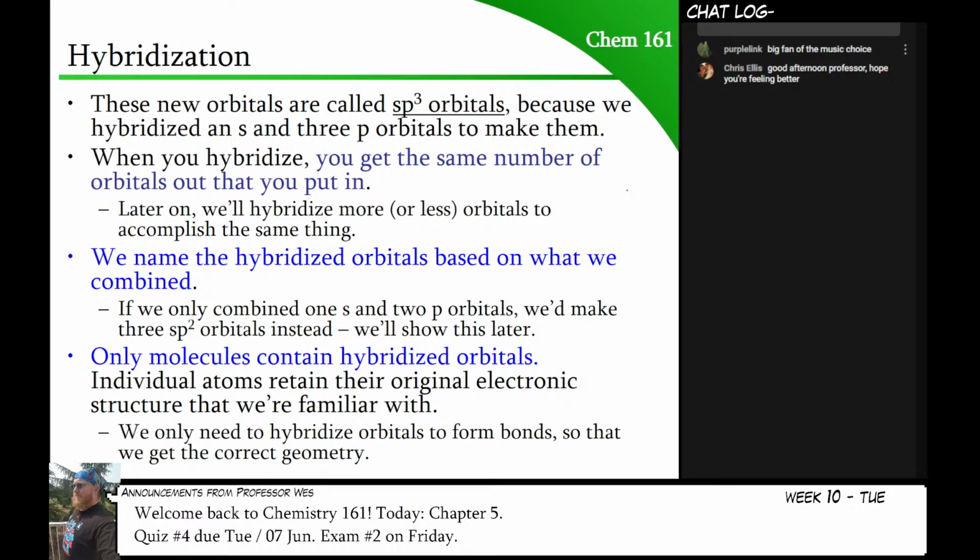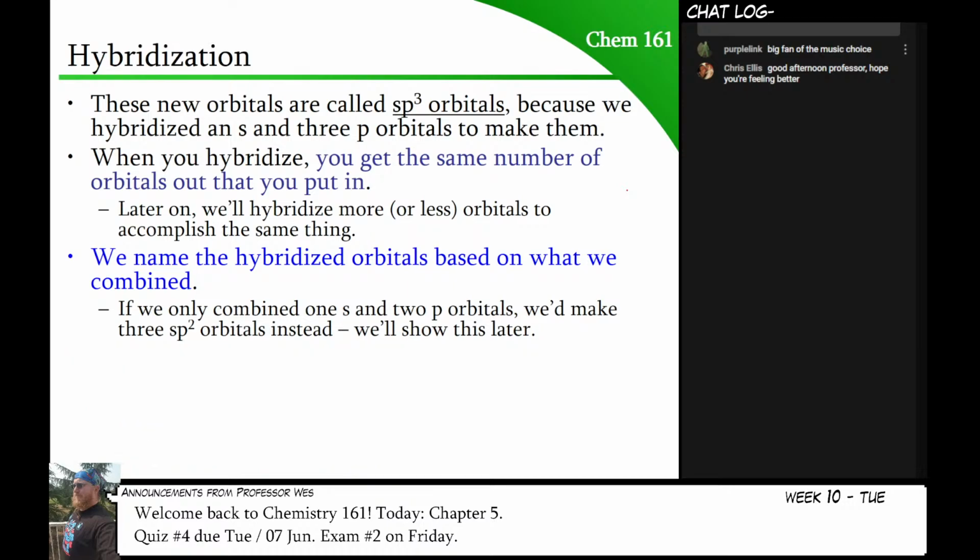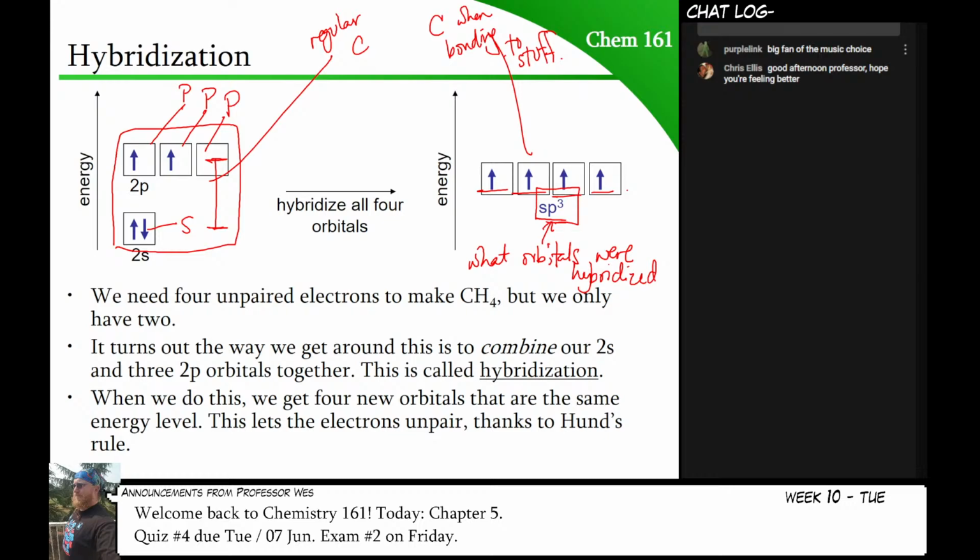Now, only molecules contain hybridized orbitals. We hybridize our orbitals in order to make bonds with stuff. Any atoms that are independent can retain their initial electronic structure. So, again, with carbon by itself over here, we would observe s and p orbitals, and we would see the peaks for them. But carbon in any compound will hybridize so that we can make the maximum number of bonds.